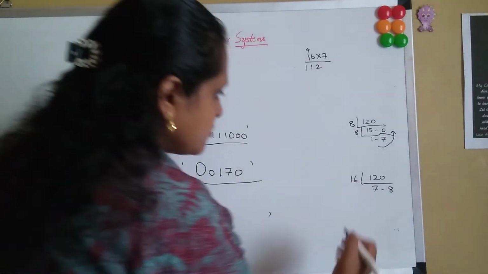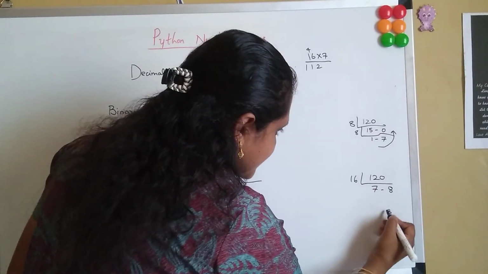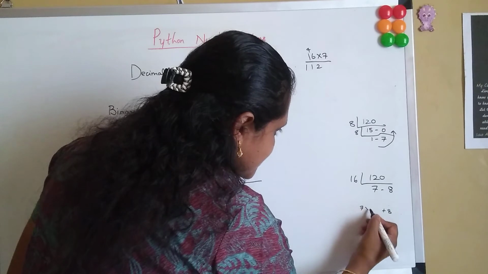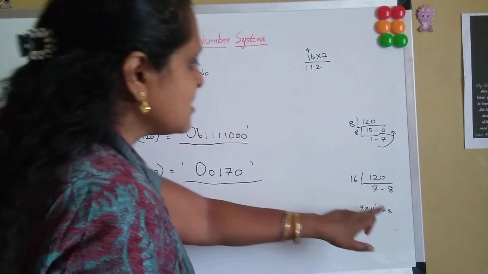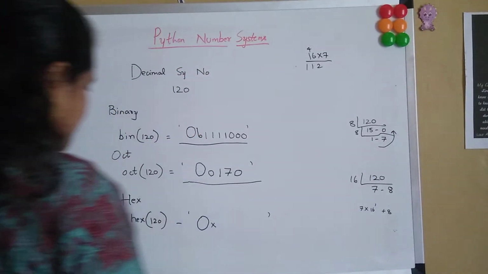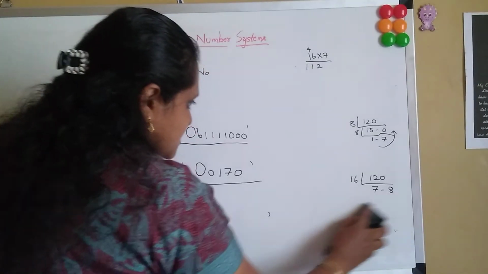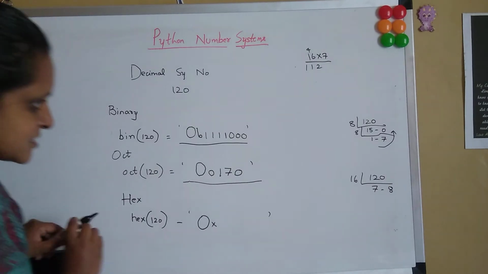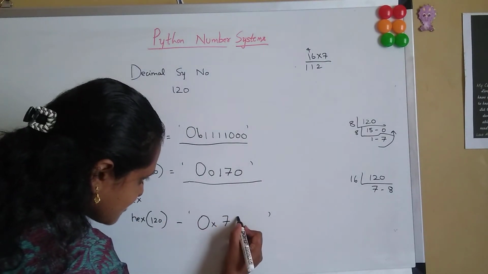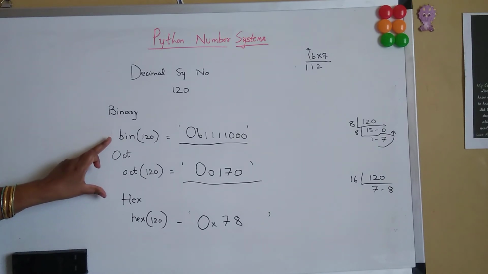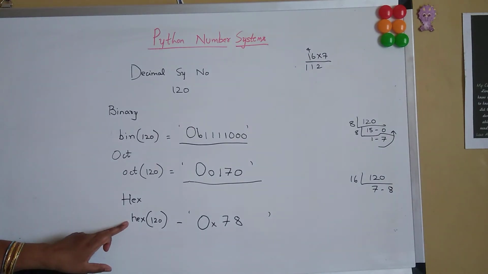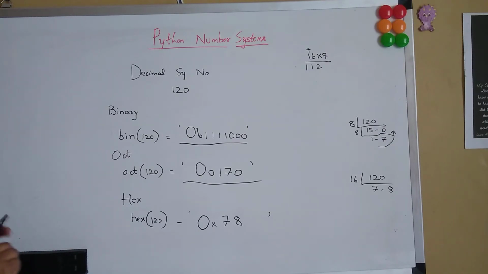If you cross check it, it will be 8 plus 7 into 16 power 1. 16 sevens are 112, plus 8, you get 120. So it will return the value 7 and then an 8. So this is how the built-in functions bin, oct and hex work in the Python programming language.